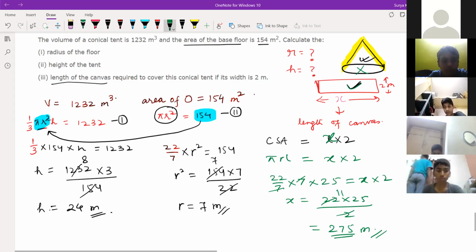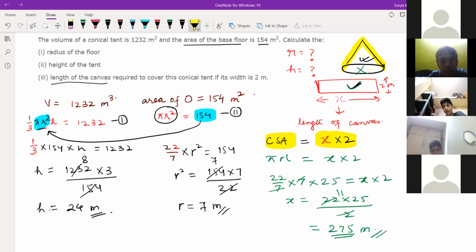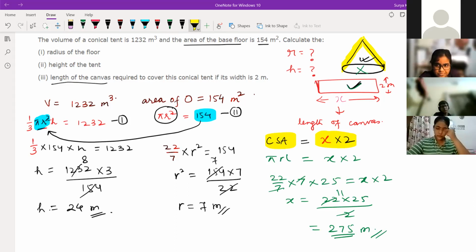Is it clear here? This is a very important part. Why is the CSA x into 2? This is mainly what you should remember. You should understand it here itself. Anyone who is having a doubt? Akshat, is it clear to you? No, I don't think it is clear to you, right, Akshat? Deepshikha, it's clear what I've written here? Yes, sir. Pulastya? Sir, can you explain it once again?